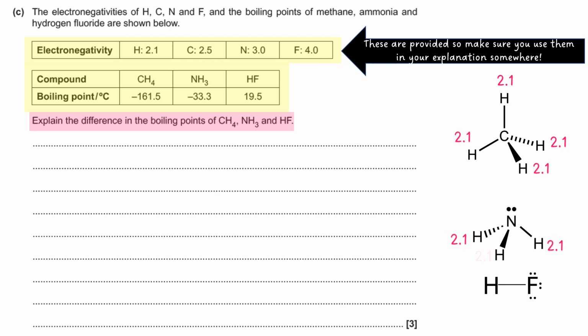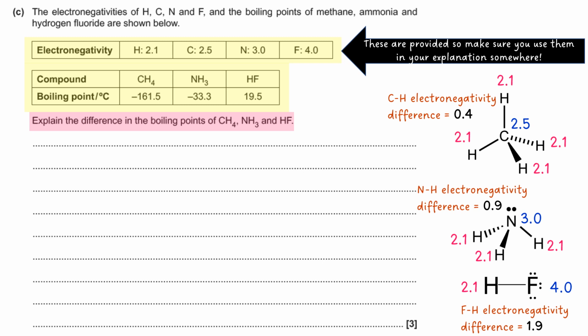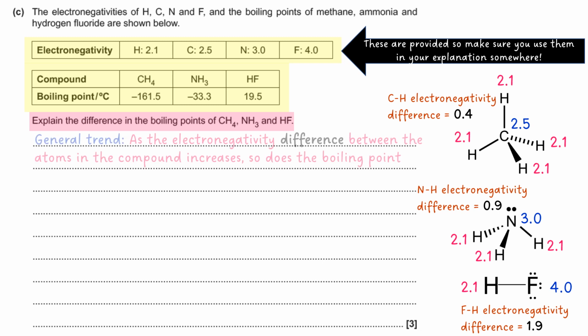So putting the electronegativity values next to each of the atoms and working out the electronegativity differences, you can see there's a pattern emerging. And that pattern is that the electronegativity difference, as it increases, so does the boiling point.